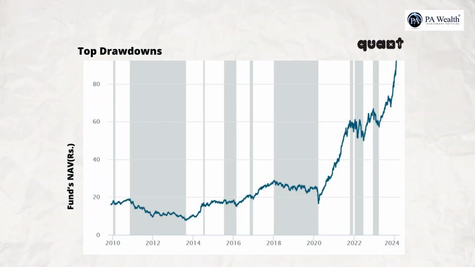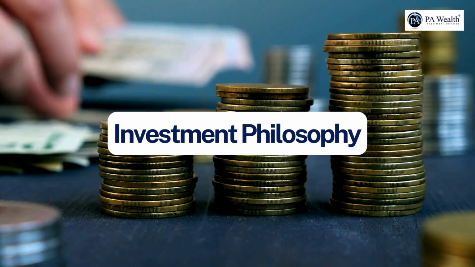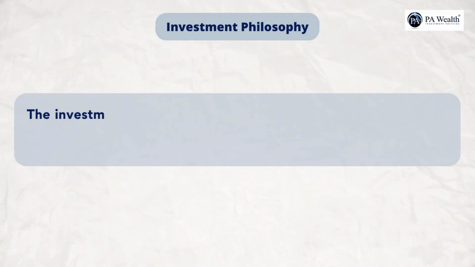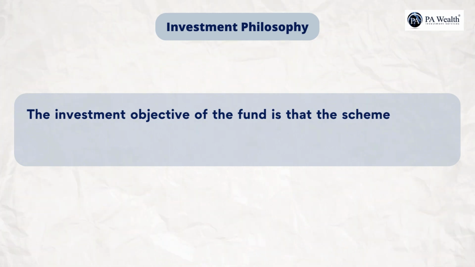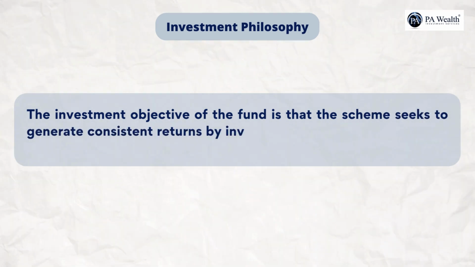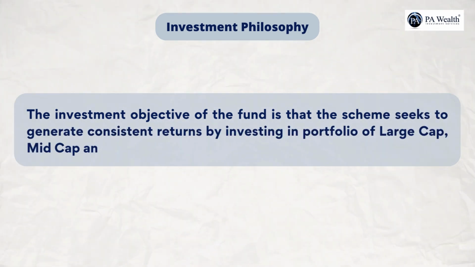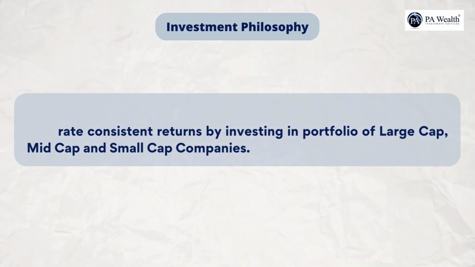Here is the historical drawdown chart of the Quant Flexi Cap Fund. It gives you insights into how the fund performed during market downturns. Now, let's move on to the investment philosophy. The investment objective of the fund is that the scheme seeks to generate consistent returns by investing in a portfolio of large cap, mid cap and small cap companies.